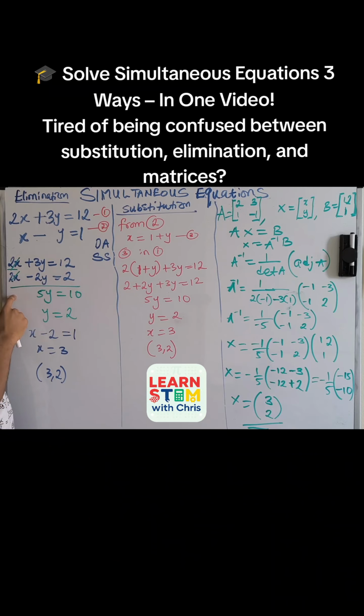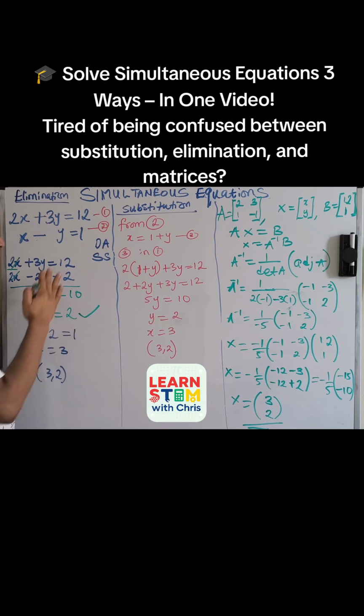So 2 minus 2 is 0. 3 minus 2 is 5. 12 minus 2 is 10. So 5y is equal to 10. How will I find y? Divide both sides by 5, I get 2. So my y is 2. So I'm done with y.